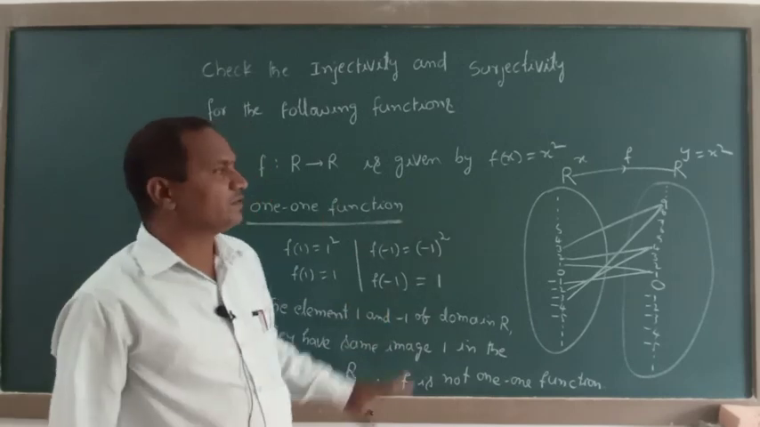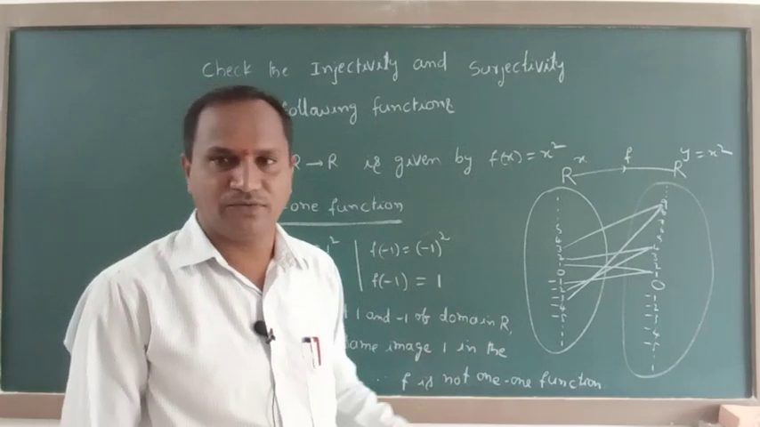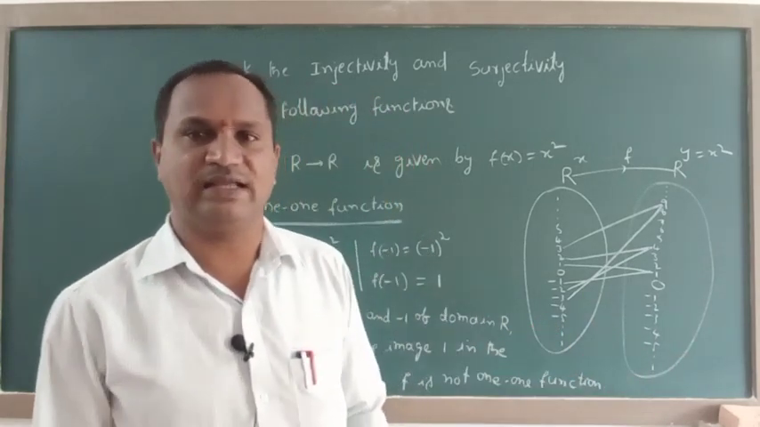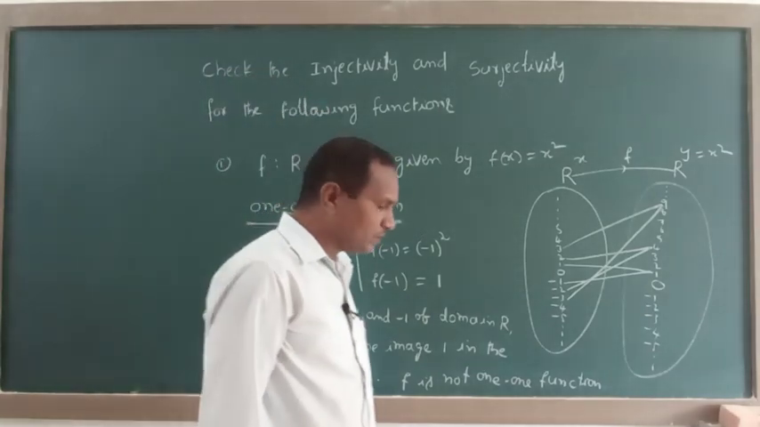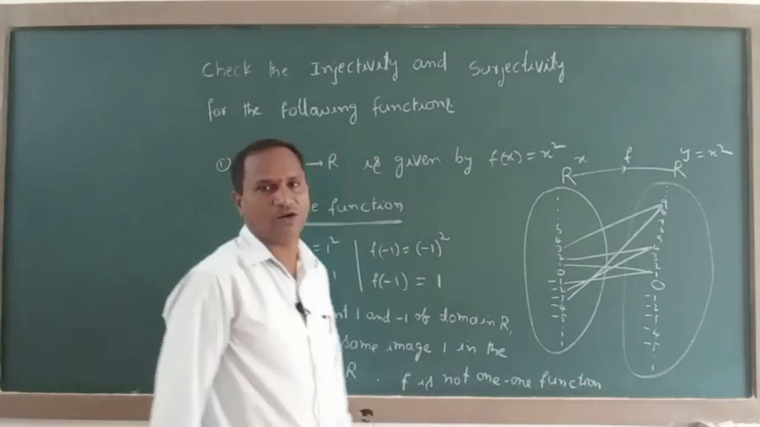Like that, we are proving one-one function in the case of f maps from R to R given by f of x is equal to x square. Now let us check about the surjective function, or onto function.